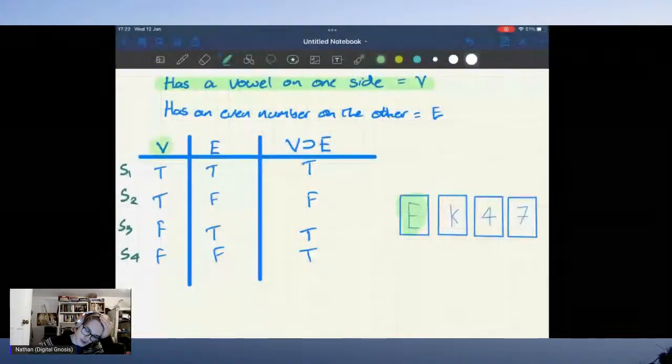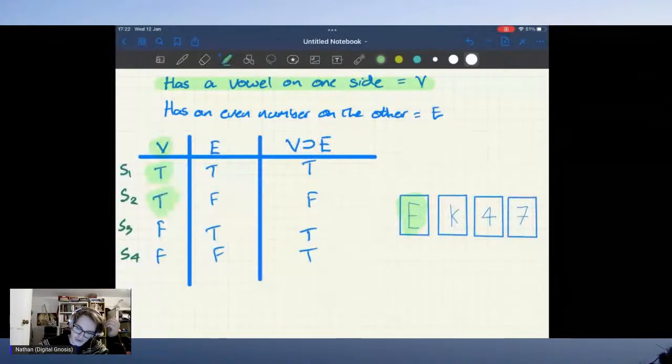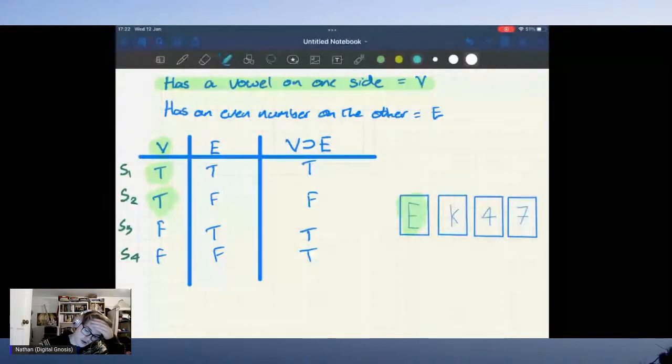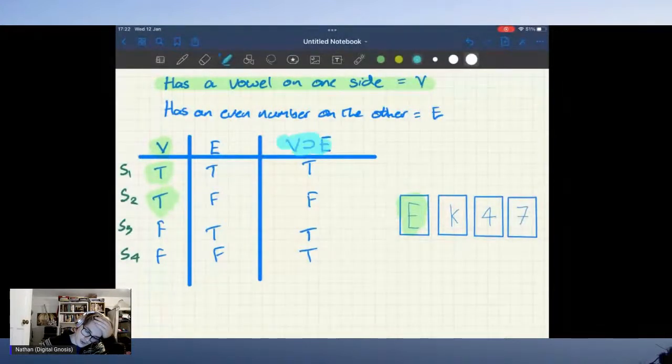So that's going to be this one and this one. And maybe what I should have done before we started as well is, what are we looking for? What's our conclusion? Well, that's this column. So this one, and this one. Okay, so we have 2 structures in which we have a vowel on one side, 2 structures in which we don't. So for K, we're going to color that one in yellow. So K is these 2 structures, right?